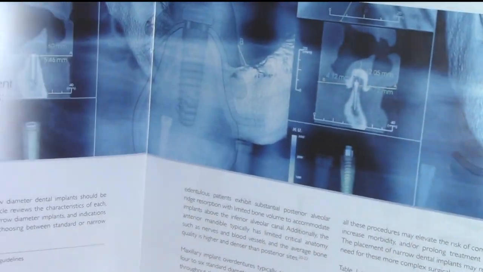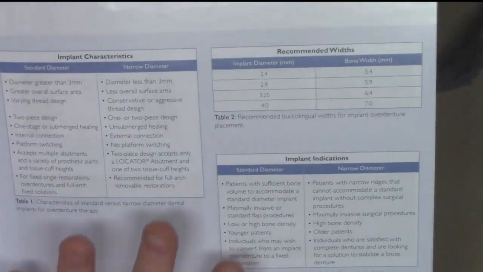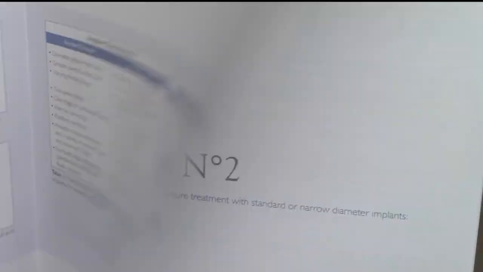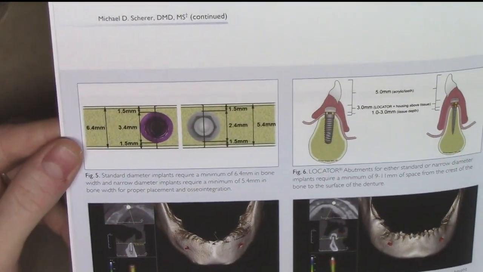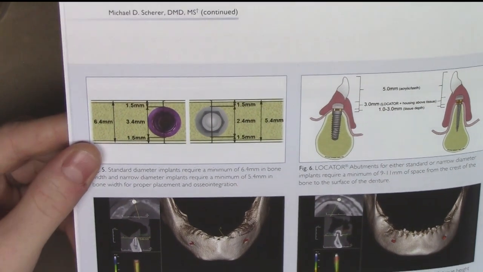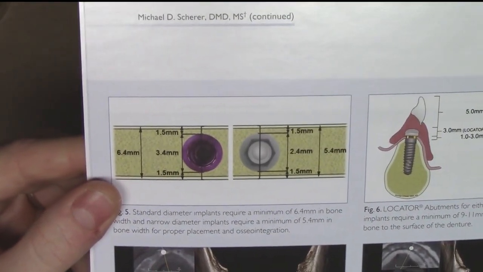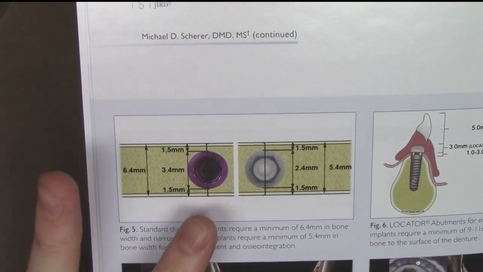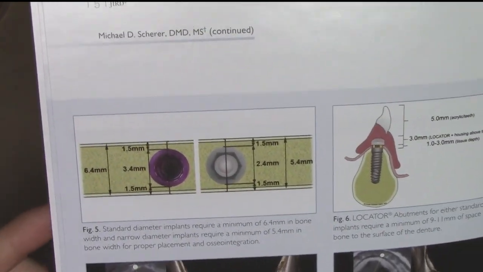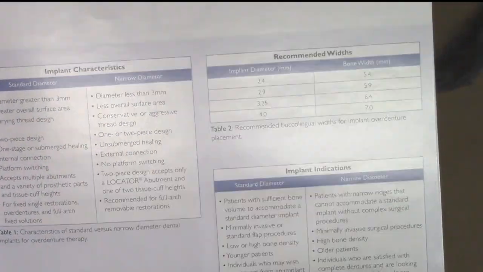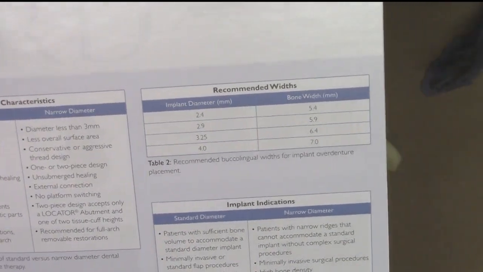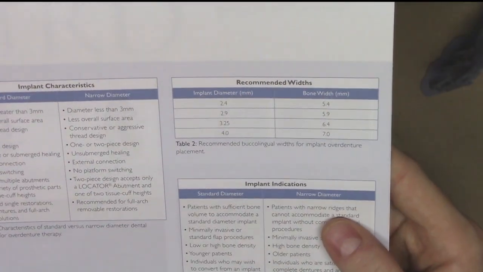So as we go through a little bit more of our indications as well as our recommended widths, what's important to know is that most implants require approximately a minimum of 1 to 1.5 millimeters of bone completely surrounding the implant. And that's no different for a standard versus a narrow diameter implant. As we start looking at some of the indications as well as recommended widths in this article, we can break that down a little bit further.